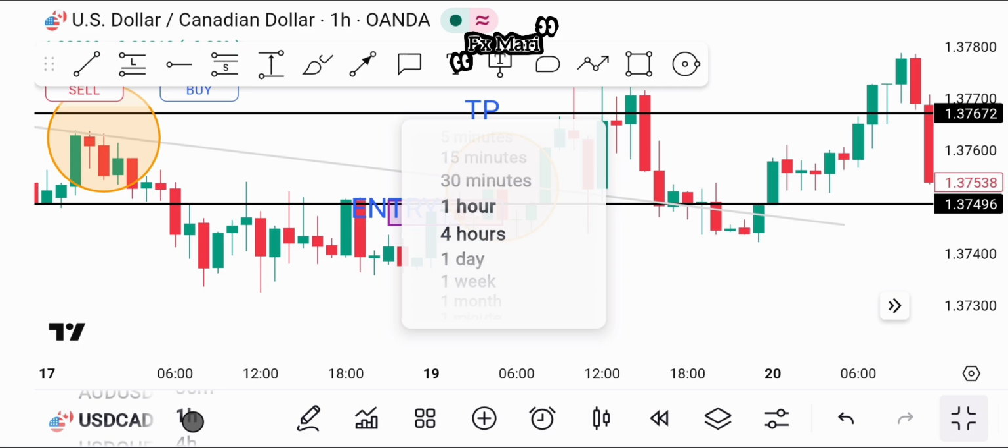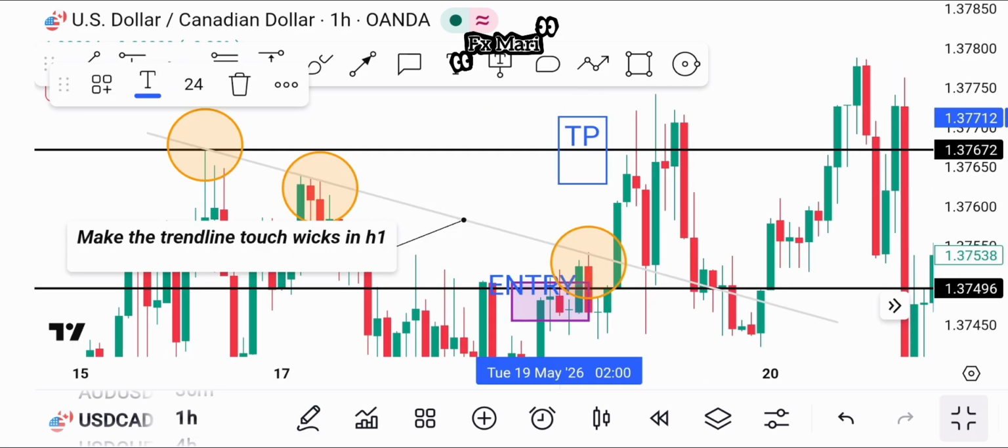So now we hop into the H1 time frame, we refine our trend line and we make sure the trend line touches the wicks.